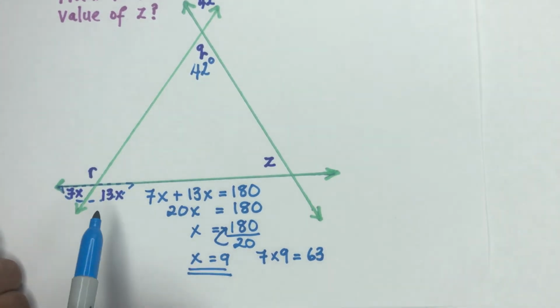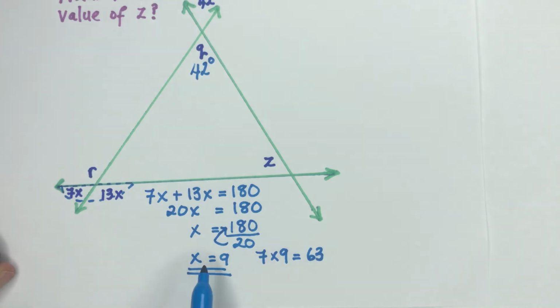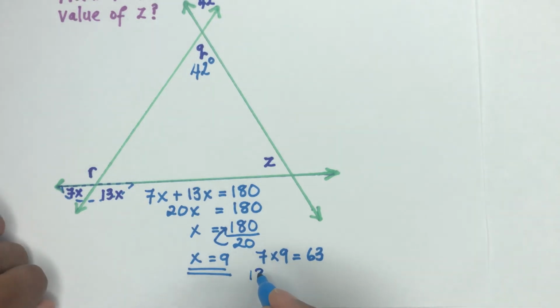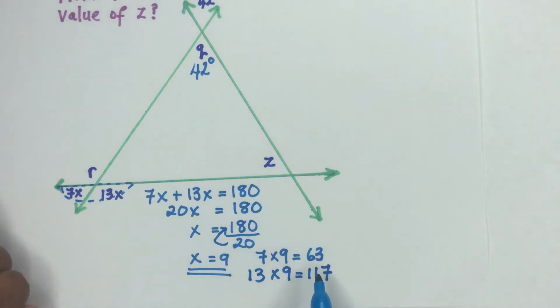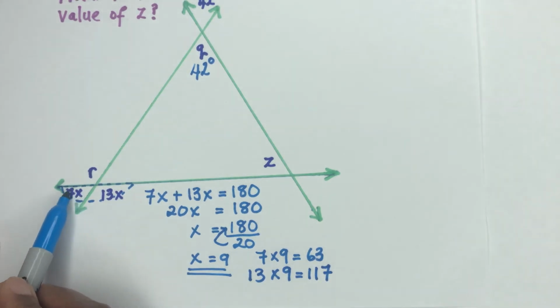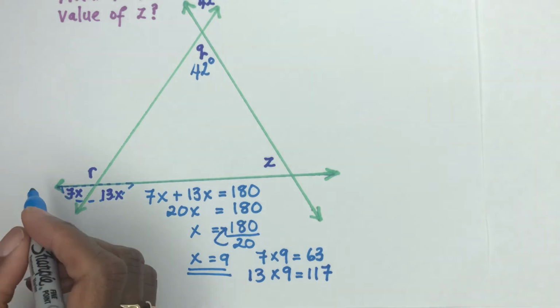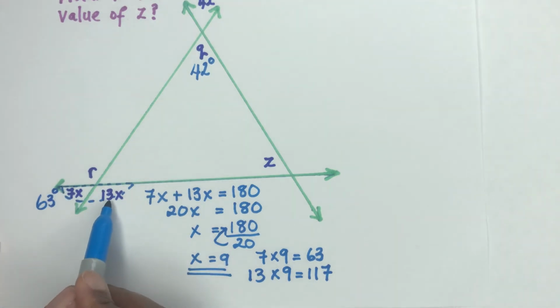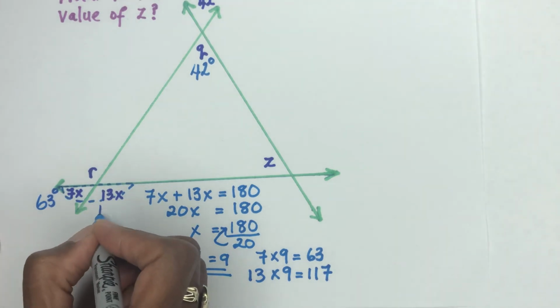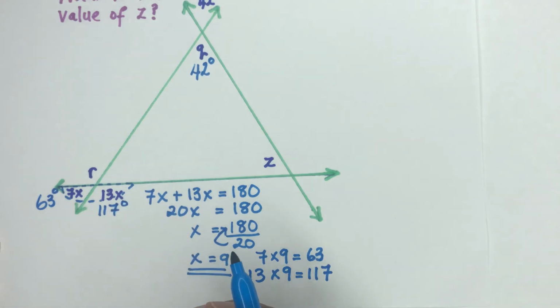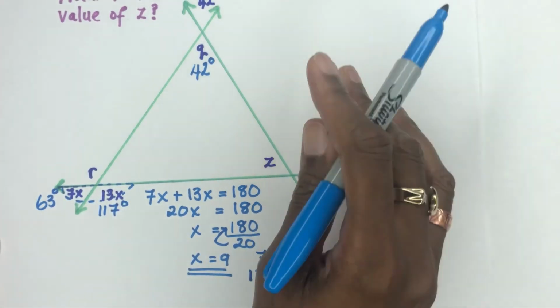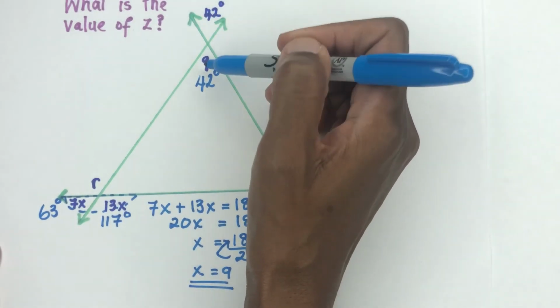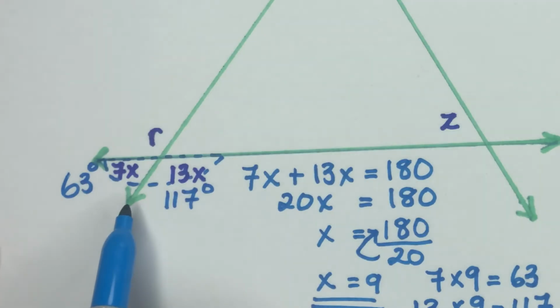And then 13x means 13 times x, x is 9, so 13 times 9. And what is that? That is 117. So now what does that mean? That means that this angle that was initially representing 7x is now 63 degrees, so we're going to put that there. And the 13x is 117 degrees. So now going back to our opposite or vertical angles up here, that is exactly what's happening down here in this left corner.